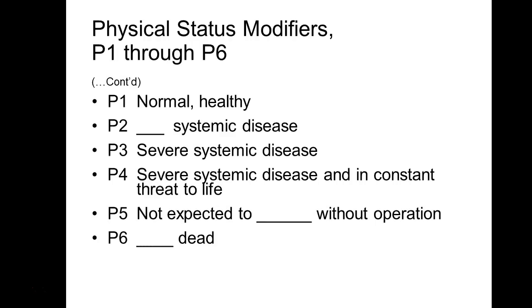Now again, our physical status modifiers. This is the physical status of the patient before they have the procedure. If you have a 7-year-old that needs to get a tonsillectomy, and otherwise they're normal and healthy, they're going to be a P1. A P2 is a chronic disease that is controlled, like controlled asthma, controlled hypertension, controlled diabetes. It can be controlled by diet or by medication, but it's a controlled disease.